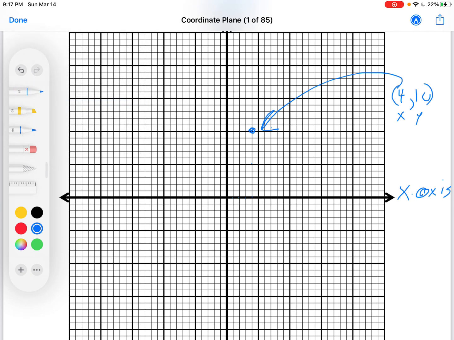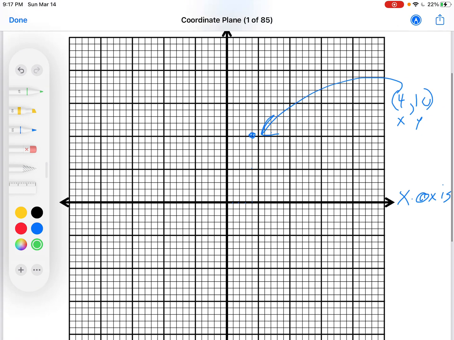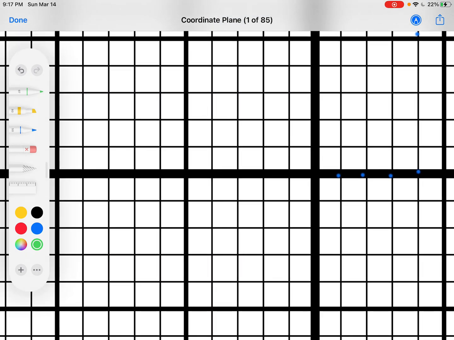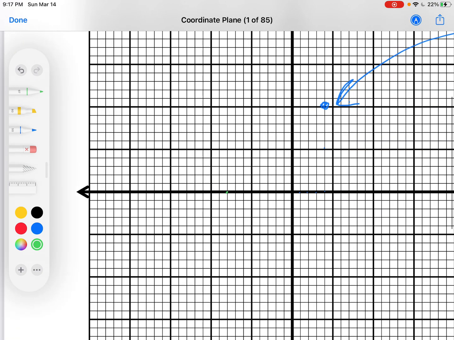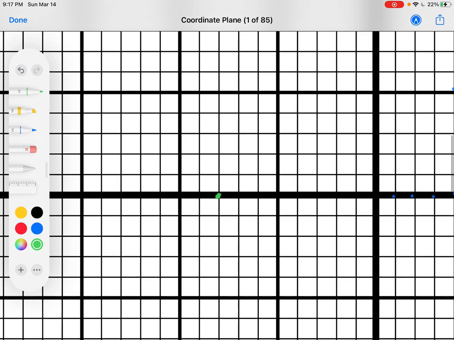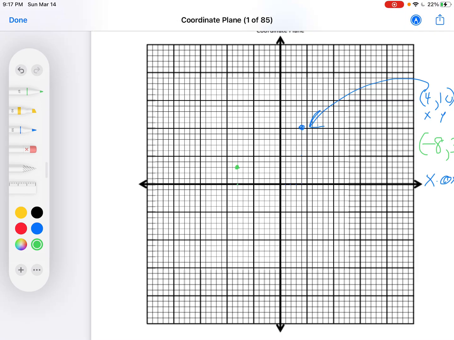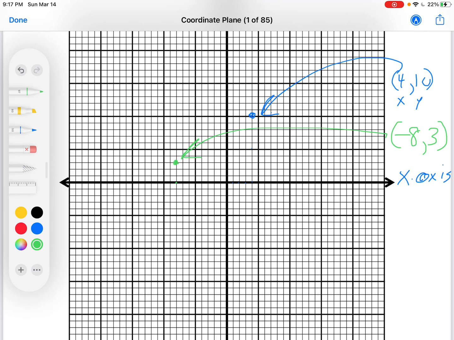Let's say that we mixed in a negative value. So let's say that we had a point with coordinates of negative 8. Let me try to remember the 8 this time. Positive 3. So the x-coordinate is negative and the y-coordinate is positive. So we'll go to 0, 0. I'll go left 8 because it's negative 8, and up 3 because it's positive 3. That point has the coordinates negative 8, positive 3.